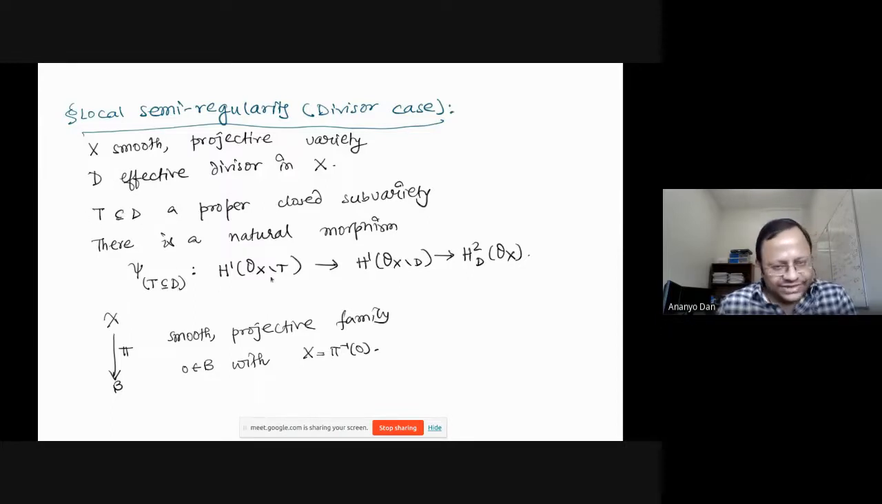So you have a natural restriction map from the structure sheaf of OX minus T to OX minus D. This one is a much smaller subvariety. So there is a natural restriction map here, and this local cohomology theory gives you a map in this direction. If you look at the composition of these maps, this contains quite a bit of information.